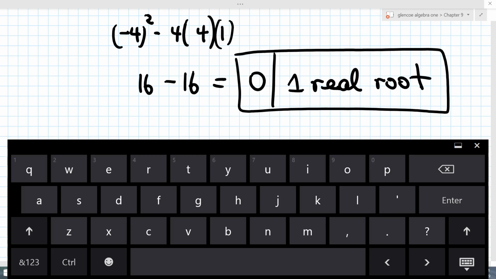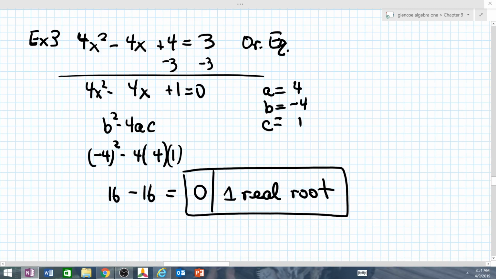There we go. Did anybody get 0, 1 real root? Yes. Does anybody have a question? Okay. So that concludes our lesson for today. Hope you guys have a wunderbar day.